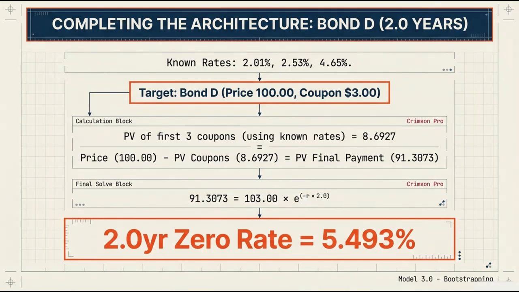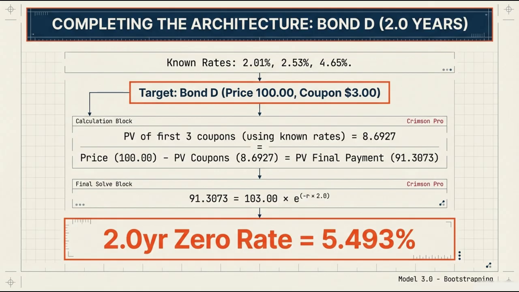3.00 times 0.990 is 2.9700. Right. And 3 times the 1.5-year discount factor, which is e to the power of negative 0.0465 times 1.5, gives us about 2.7977. The sum of those three known present values is, let's see, 2.97 plus 2.925 plus 2.7977 comes out to 8.6927. And we subtract this from the total price of 100. Which leaves 91.3073. And that remainder must be the present value of the final 103.00 cash flow at the 2-year mark. So 91.3073 equals 103 times e to the power of negative 2r.